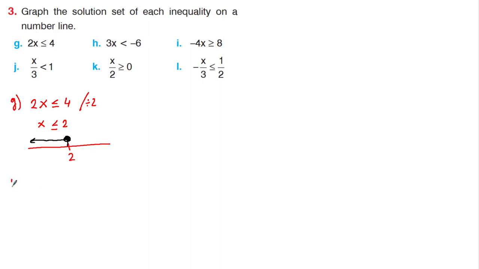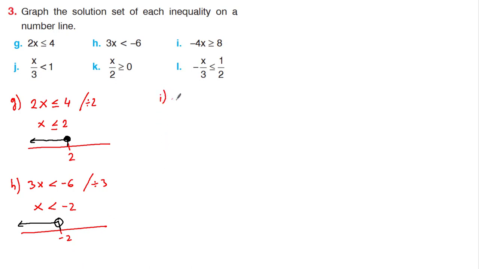Under h, we have 3x is less than negative 6. Divide both sides by 3, we get x is less than negative 2. And all x's less than negative 2 are represented on the left side of negative 2.